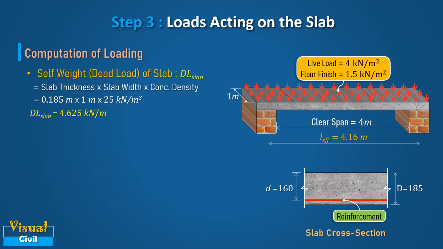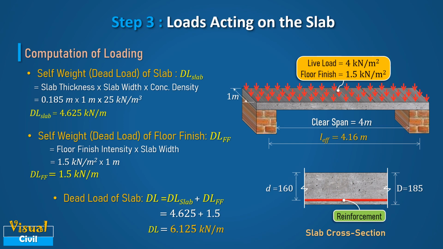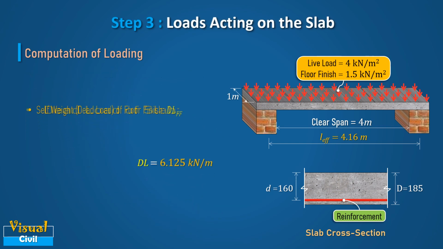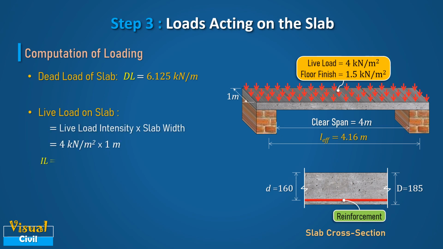Next, compute the self weight of the floor finish of the slab by multiplying the floor finish intensity with slab width. Here, we get it equal to 1.5 kN per meter. Now, calculate the total dead load by adding dead load of slab and dead load of floor finish. This is equal to 6.125 kN per meter. Next, compute the live or imposed load on the slab by multiplying the live load intensity with slab width. Here, we get it equal to 4 kN per meter.